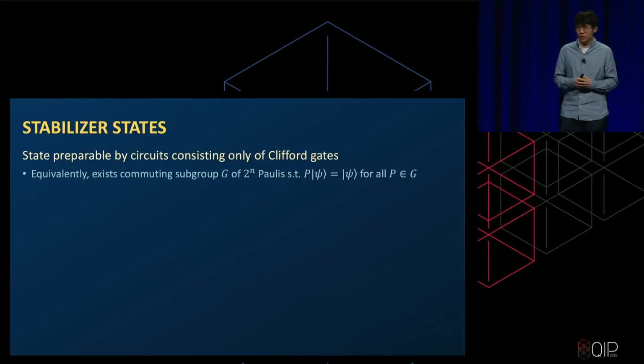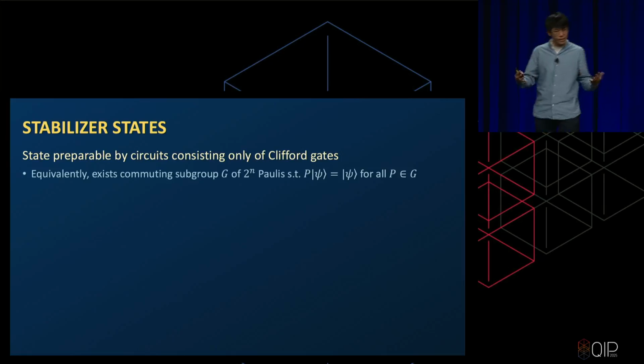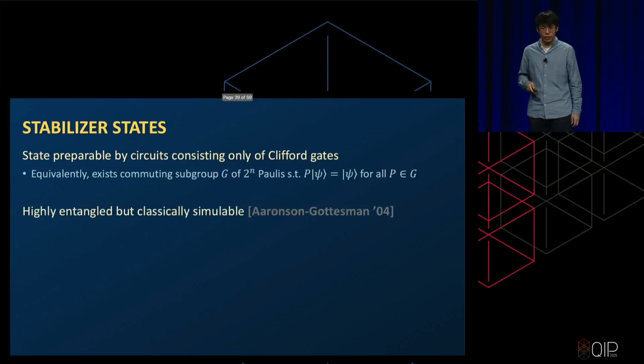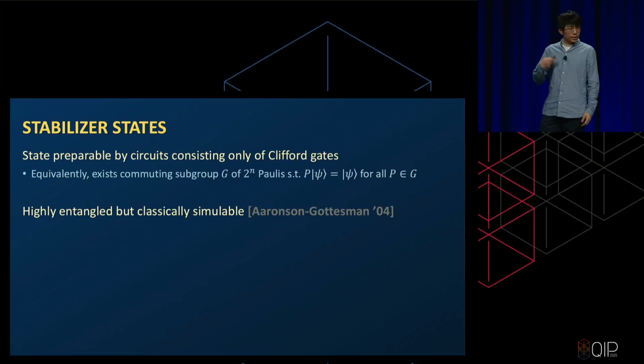So just to jog everyone's memory, a stabilizer state is a state that you can prepare starting from the all-zero state and passing it through some Clifford circuit. Or if you want to think about it in terms of its symmetries, there are states for which there exists some commuting subgroup of 2 to the n many Paulis that simultaneously stabilize that state. Okay, so these states are notable in that they can be highly entangled, but by this classic result of Aaronson and Gottesman, they're classically simulable.